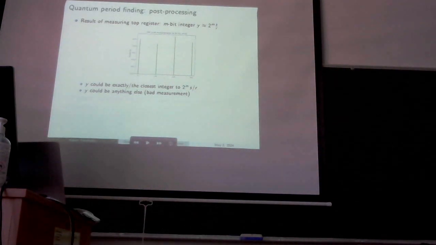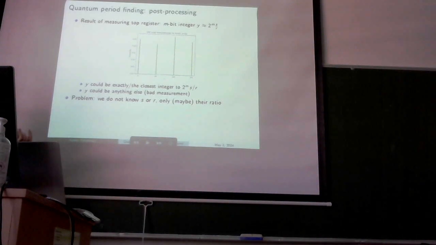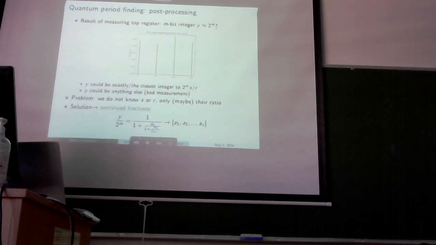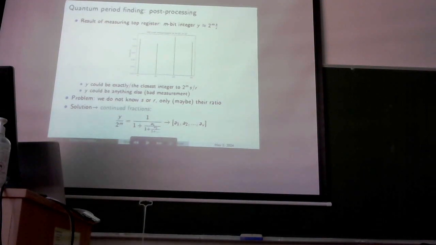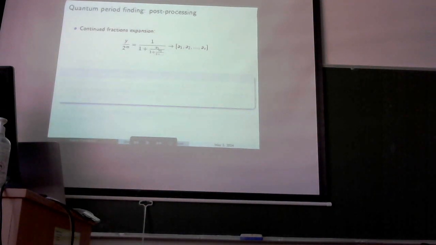But the real problem we still have to deal with is that we are only measuring a fraction, S over R, but we do not know S nor R, so how can we get R from such a fraction? We only know the ratio. So the solution is going to come from applying another branch of mathematics, which is the theory of continued fractions. In particular, we have a fraction, a rational number, which is going to be smaller than 1. Remember that the phase is between 0 and 1. So we can represent it as a finite sequence of continued fractions, which is a finite list of coefficients.